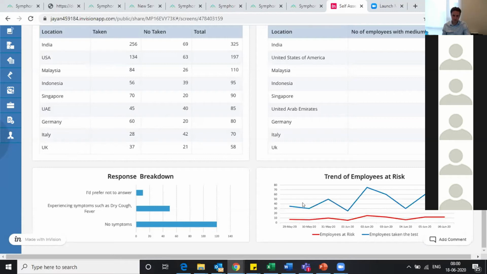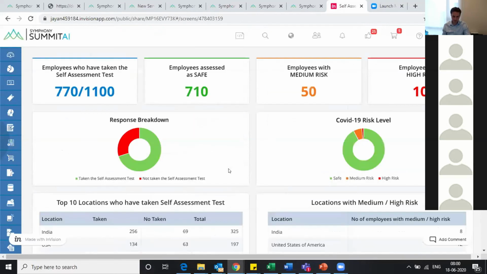In addition, the trend of employees at risk. So basically, the blue line shows how many employees have taken this self-assessment test, and out of these many employees, these many are at risk. So if you see that 10 employees are at risk on this particular day, this way we can gauge this information. On one hand, you have out of the box dashboards. In addition, you can have automated emails being sent to the respective locations, facilities, emergency response teams, and whoever is concerned.